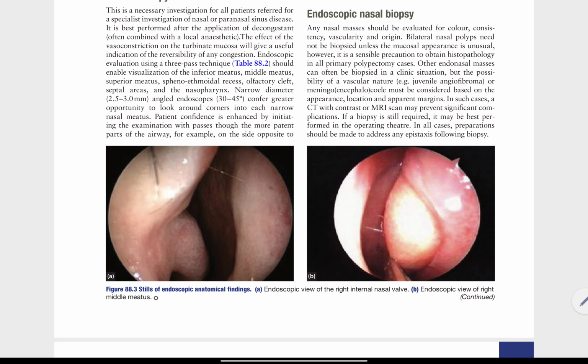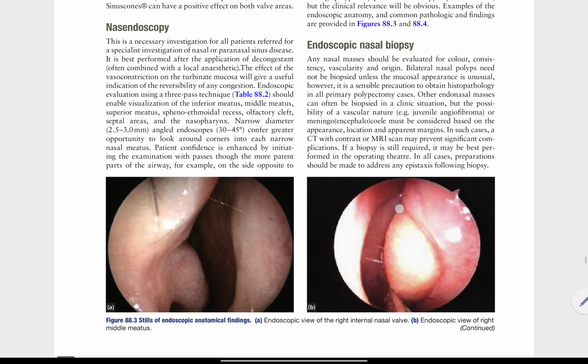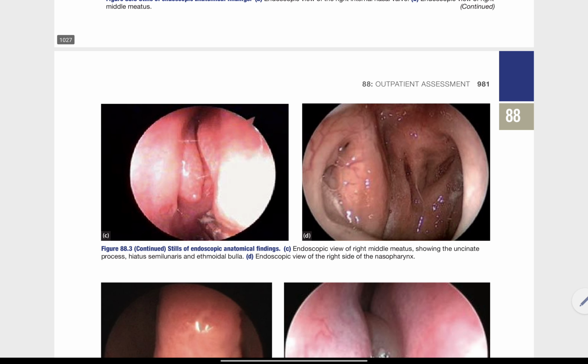Figure 88.3, stills of the nasal endoscopic anatomic findings. A is the endoscopic view of the right nasal valve, internal nasal valve, and B is the endoscopic view of the right middle meatus. Figure 88.3 continued. C is the endoscopic view of the right middle meatus showing the uncinate process, hiatus semilunaris, and ethmoid bulla. D is the endoscopic view of the right side of the nasopharynx.